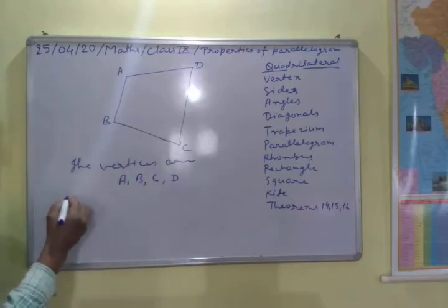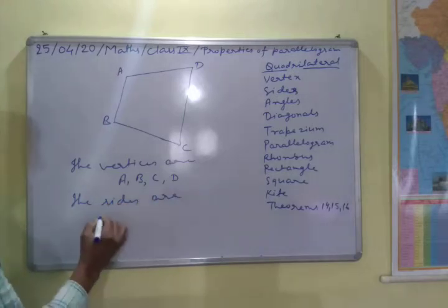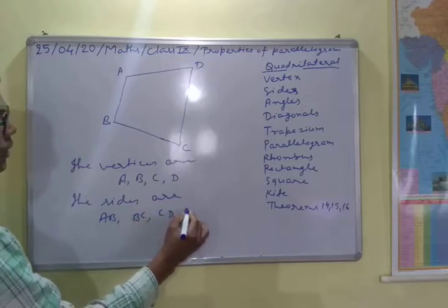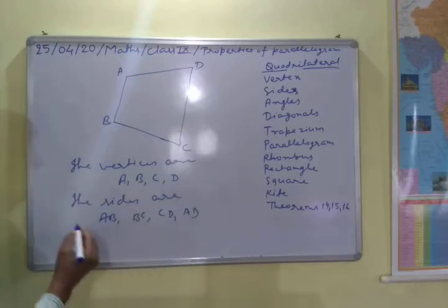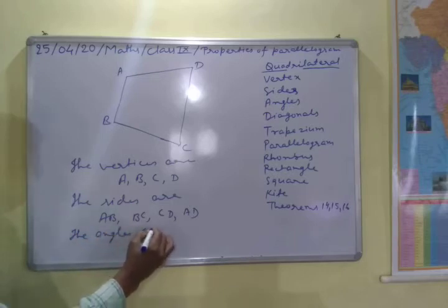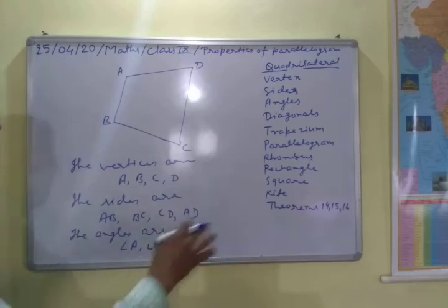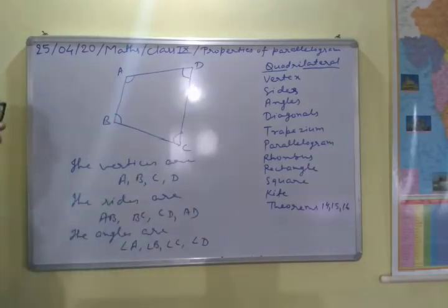Next are the sides. Here these sides are AB, BC, CD and AD. That is, there are four sides, there are four vertices. Then angles here. The angles are angle A, angle B, angle C, angle D. So these are the four angles: angle A, angle B, angle C and angle D. These are the four angles, then sides, then vertices.